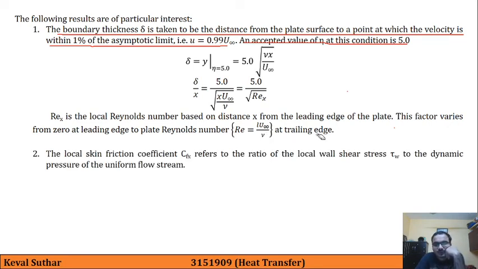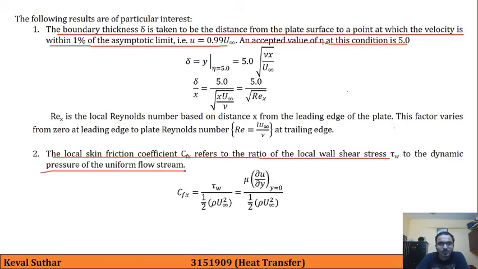Now the local skin friction coefficient Cfx refers to the ratio of local shear stress to the dynamic pressure of the uniform stream flow, that is given by this formula, that is tau W, that is wall shear stress divided by half of rho u infinity square, that is dynamic pressure. So as you know that tau value is mu into du upon dy at y equal to 0.